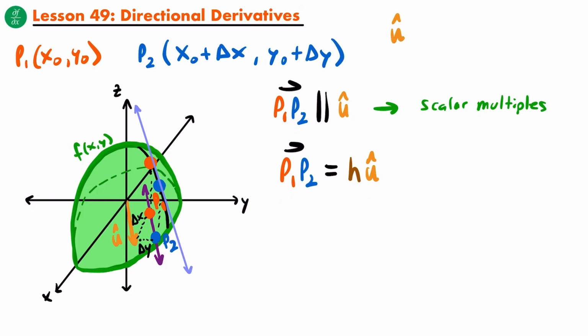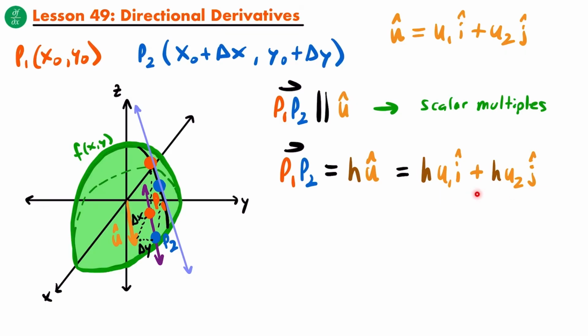And then if we define our unit vector u to have components of u1 times i plus u2 times j, where u1 and u2 just represent the x and y components of that unit vector, then what we could do here is multiply h by both of those components. So this would be equal to h times u1 times i plus h times u2 times j.